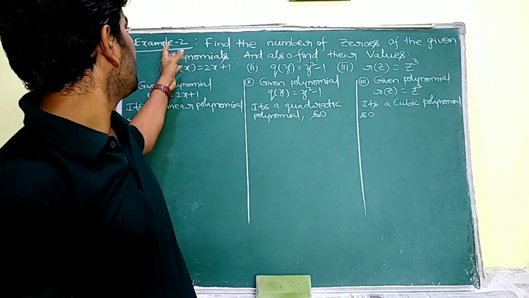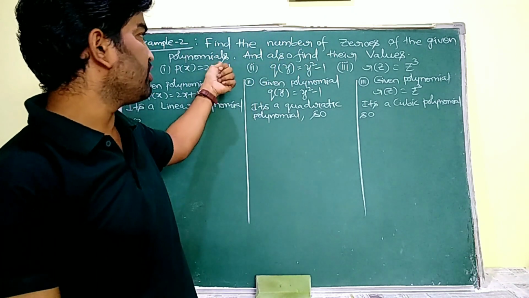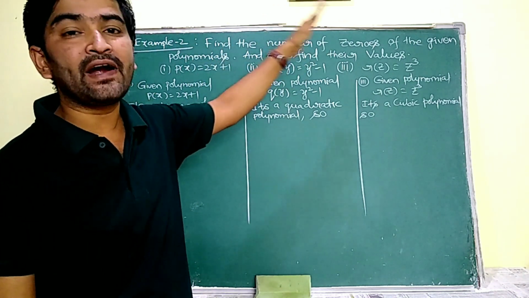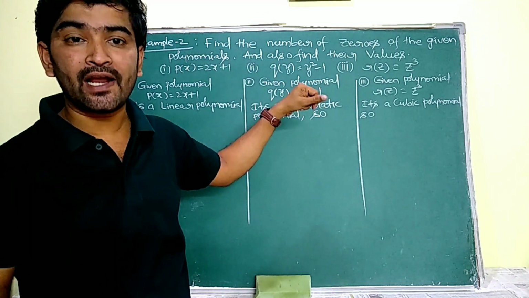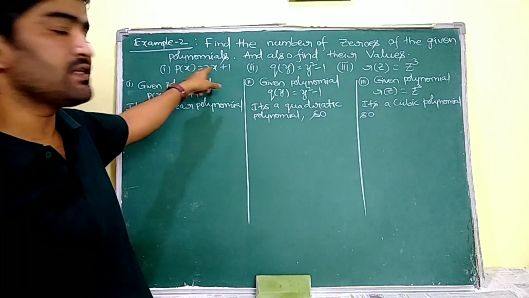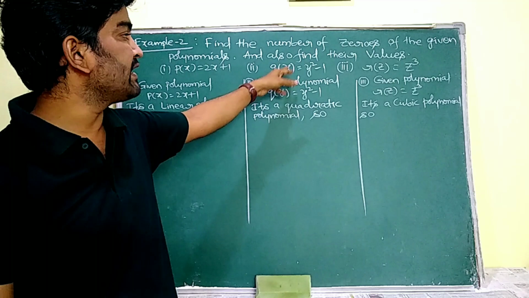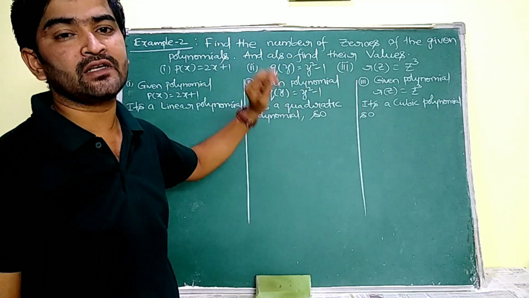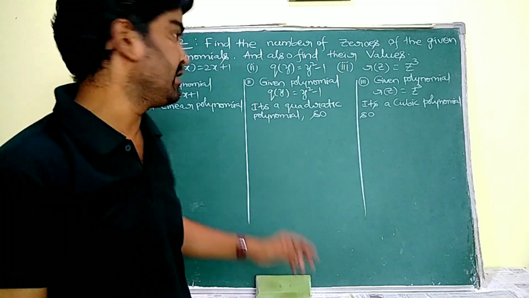See ma, example 2. In example 2, he asks us to find the number of zeros of the given polynomials and also find their values. Here he asks us the number of zeros and also those zeros. Here he gave p of x is equal to 2x plus 1 as one polynomial, q of y is equal to y square minus 1 as another polynomial, and r of z is equal to z cube as another polynomial.